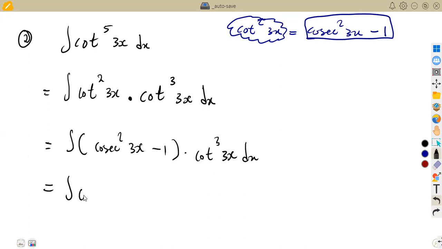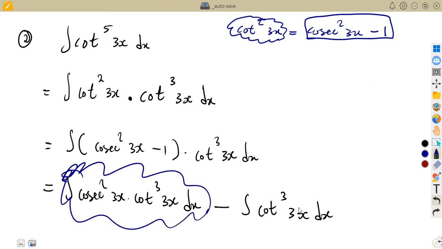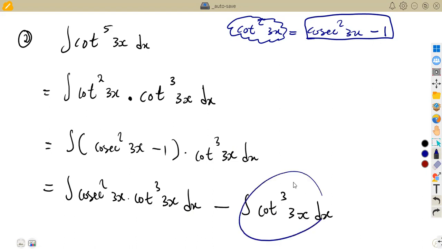It's going to be the integral of cosec squared 3x times cot to the exponent of 3, 3x with respect to x. We multiply minus 1 and this on its own, so it's minus the integral of cot to the exponent of 3 of 3x with respect to x. Okay. Now I want you to be careful here. I want you to see something. This was a 5. We expanded, and here we can use substitution, yes, we can apply our substitution method. But I want you to see what is happening here.